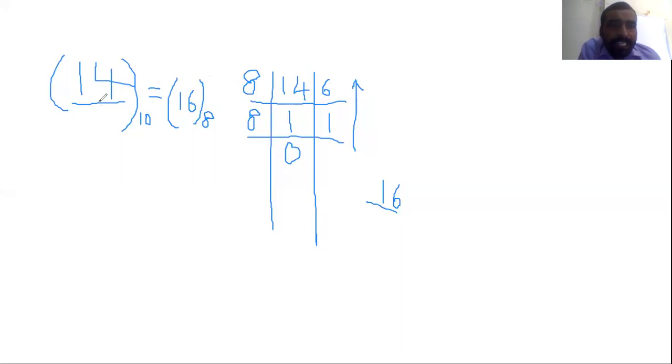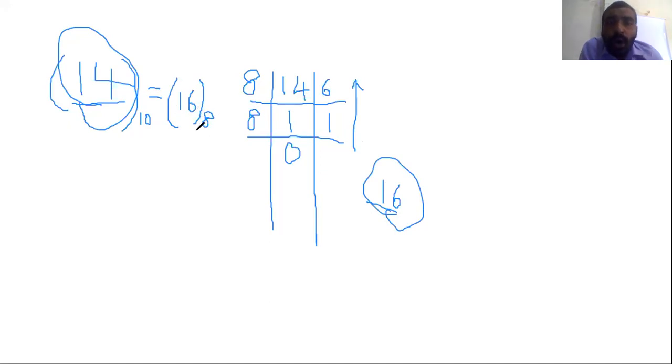Decimal integer. 14 is written in decimal, and if you want the octal equivalent of this decimal, you have to divide that number by the base of octal. What is the base of octal number? 8. The base of octal number is 8. When you divide the decimal number 14 by 8, the remainder you get is 6 the first time, and the second time you get 1. So the total value, counting from the remainders, comes as 16. So 14 of decimal is equivalent to 16 of octal.